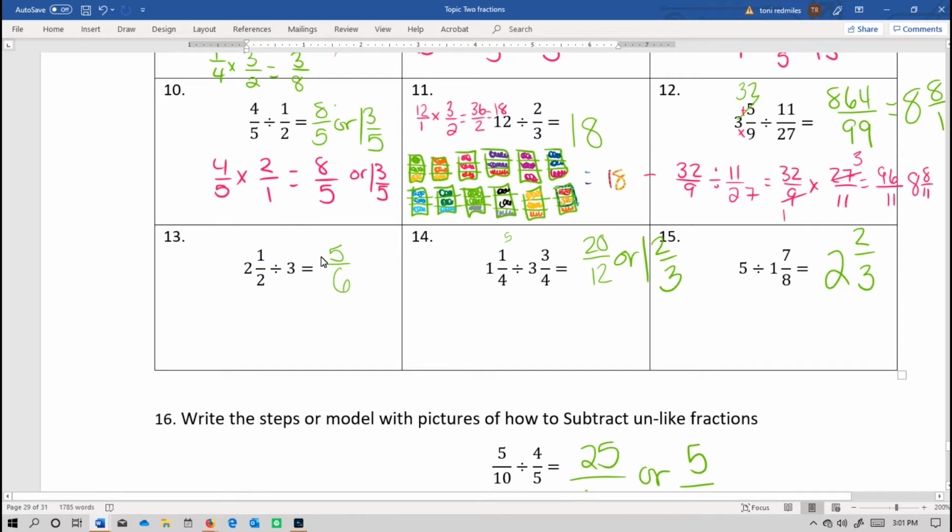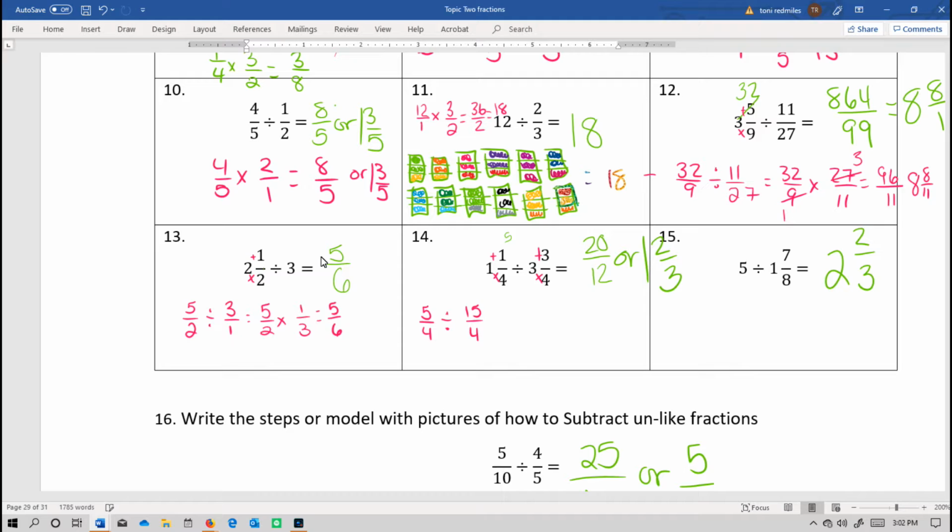All right. So for this one, I got to change it into an improper first. So that is 5/2. And I have to change this 3 into a fraction, which just means throwing a 1 underneath. Now I can keep my first fraction, change to multiplication, flip the second, and multiply straight across. All right, so now let's turn these into some improper fractions. That's going to be 4 plus 1 is 5. 12 plus 3 is 15.